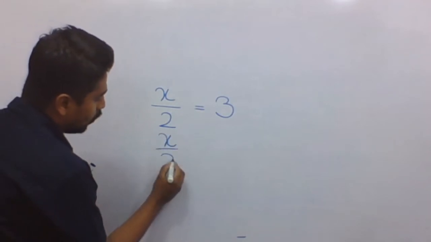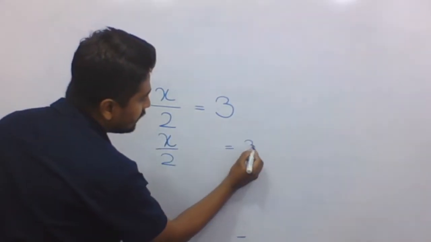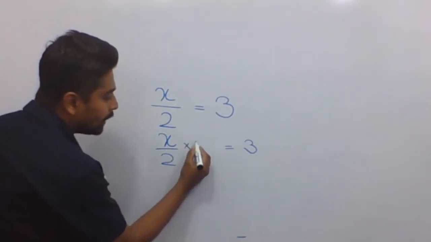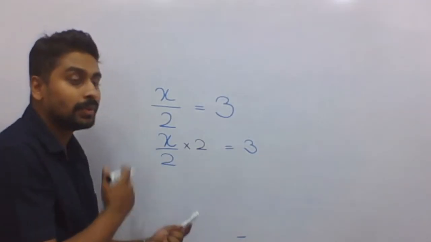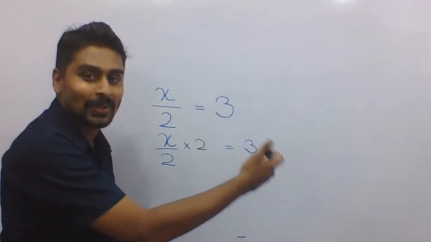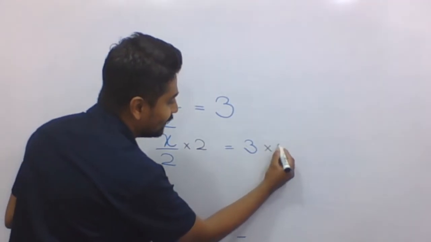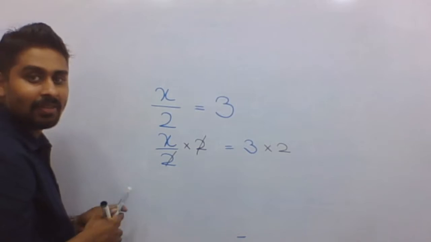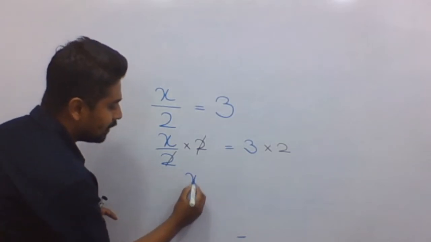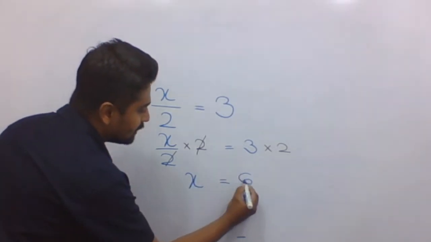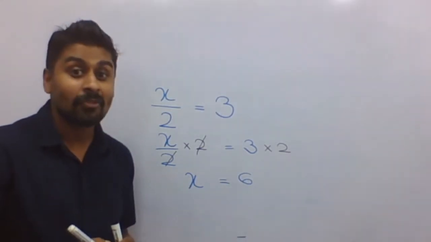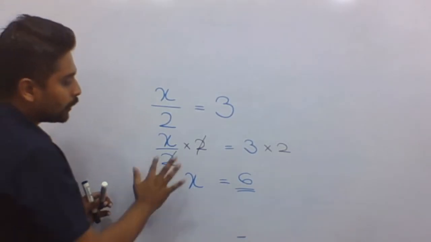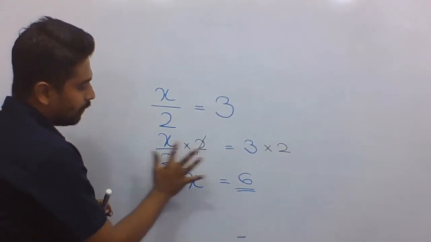X over 2 here equals 3. This is the question, no? To remove this one, what am I going to do? I am going to multiply by 2. If I do something to this side, I have to do the same thing to the other side also. Now you know the technique. 2. Then this one cancels. No? Finally, what will remain? X equals 6. 3 times 2, x equals 6, right? This is the answer. And here also, if you want, you can ignore this step. Which step?